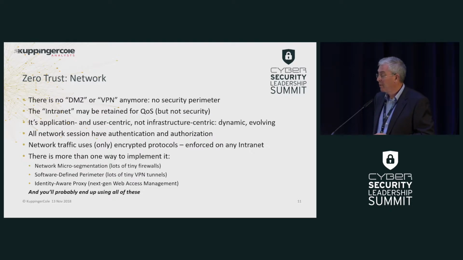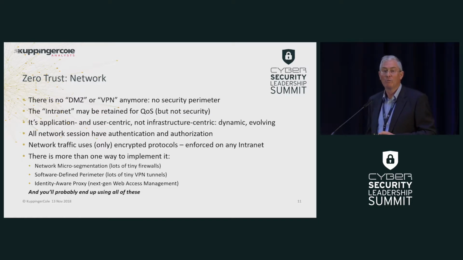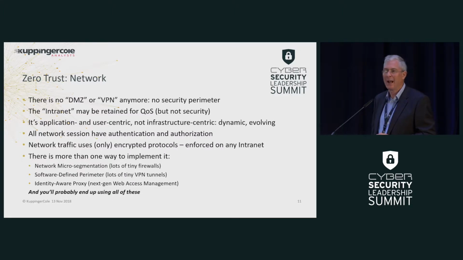No DMZs or VPN anymore, no security perimeter. Not as such. You might still have an intranet, don't get me wrong. You might want to pay for an intranet, but philosophically, think of your intranet as a quality of service boundary. It's there to make sure those packets transit between 2 points in your network in a defined, known time. It's not there as a security boundary.